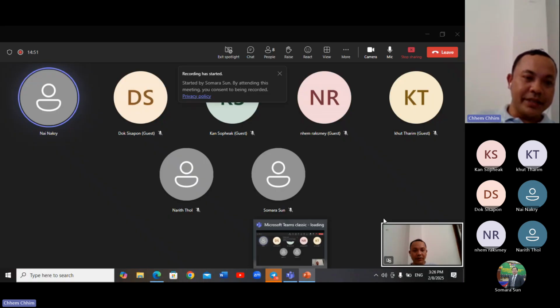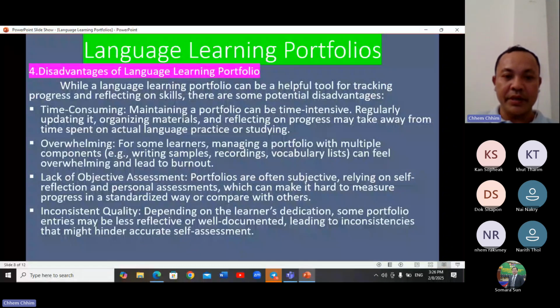Okay. So next, consistent quality. Consistent quality is dependent on the learner's dedication. Some portfolios may be less reflective or well documented, leading to inconsistency that might hide accurate self-assessment.